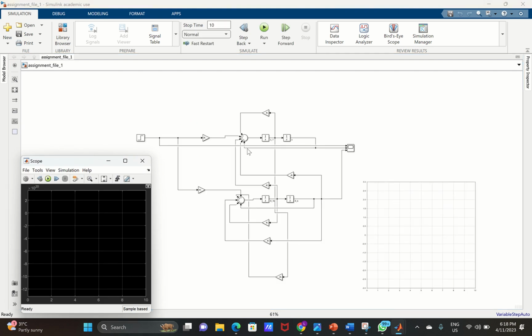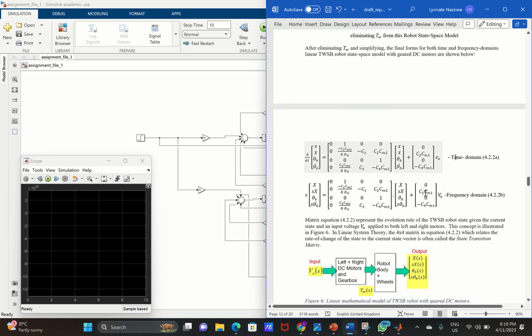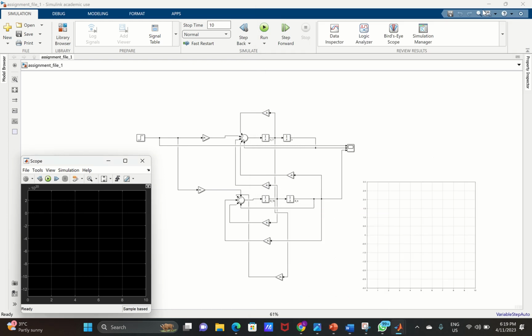So this is our system in Simulink, and as you can see, we have our input here, which is VA, as compared to what we had before. From this equation, you can see that VA is our input to the system. So we are modeling our VA as a step input to the system, and here we have our outputs. The first output is X, the next output is theta B, and this is what we feed into our scope to be able to view on the scope.